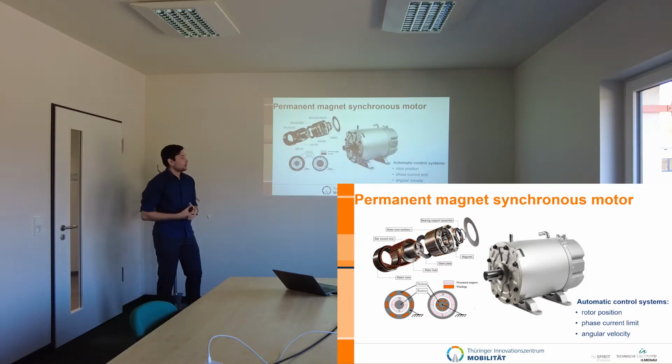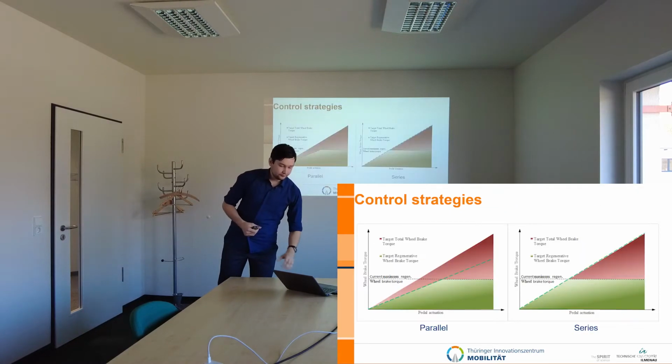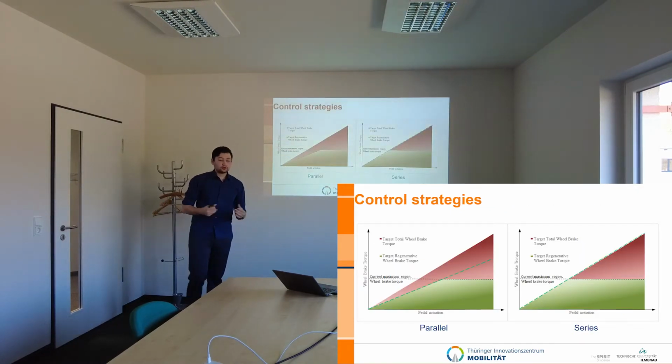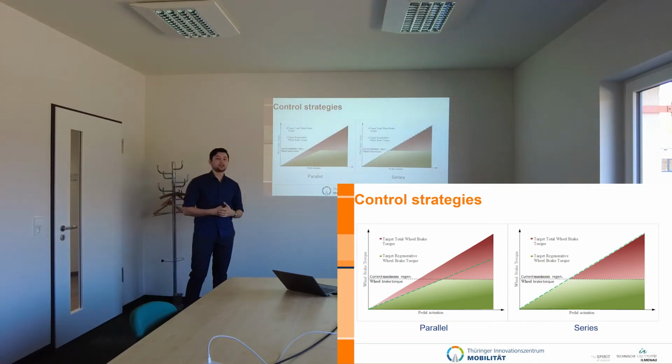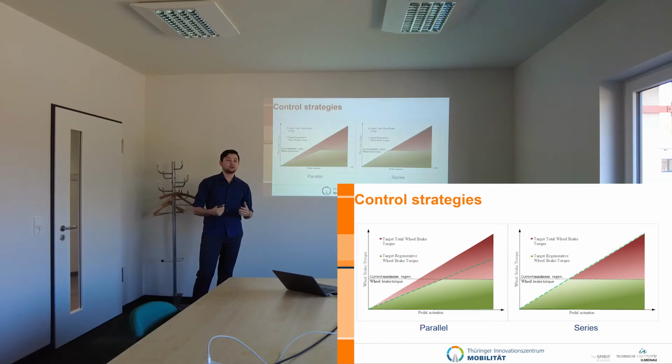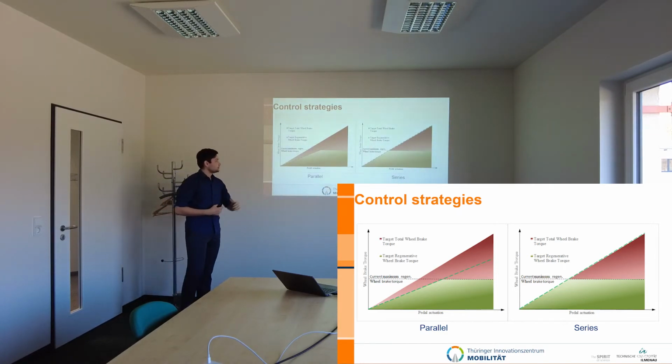The given electric motor has to use at least 2 automatic control systems, rotor position and phase current limit, and sometimes more, for example angular velocity. Because of the limitations of electric motors, regenerative braking has to work in tandem with the friction torque. That is why we need control strategies, and almost all control strategies can be divided into two groups: parallel and series.